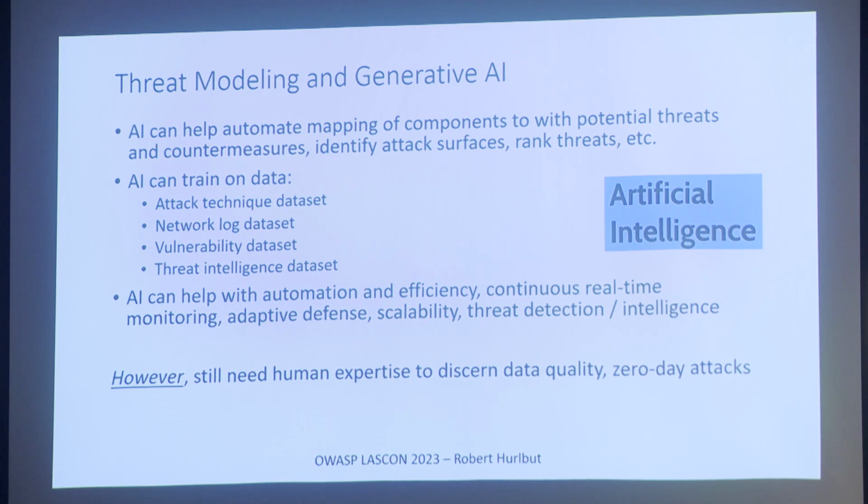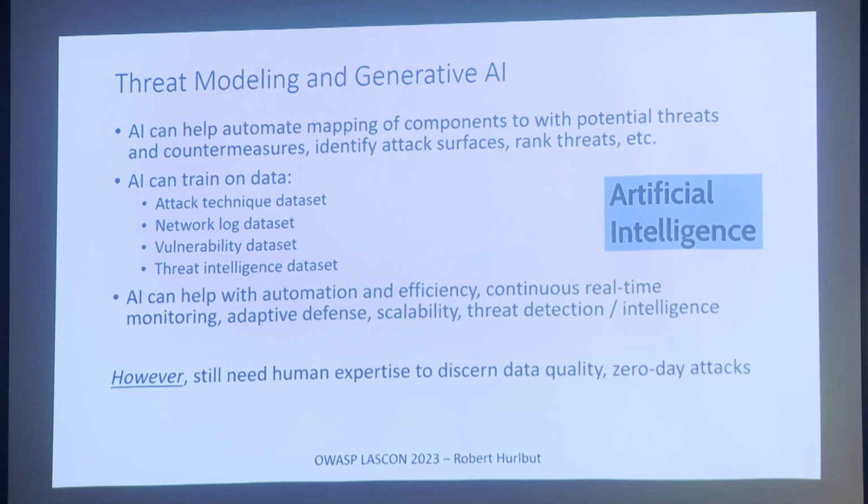And then finally, I wanted to mention this. This was a question that was posed to me a few months ago when I presented this, and at the time, it's still new, as Jim mentioned in his keynote this morning, it's still new. We're on an interesting trajectory of lots and lots of things happening with AI. What I'd say about that with threat modeling and generative AI is that AI can help us automate some of the mapping of those components to potential threats and identify attack surfaces, all kinds of automated things it can do. It can train on the data that we have, the various attacks, the various vulnerabilities, and so on. And it can help with, again, automation, efficiency, real-time monitoring, all kinds of great things that AI can do for us. However, we still need human expertise to discern the data quality.